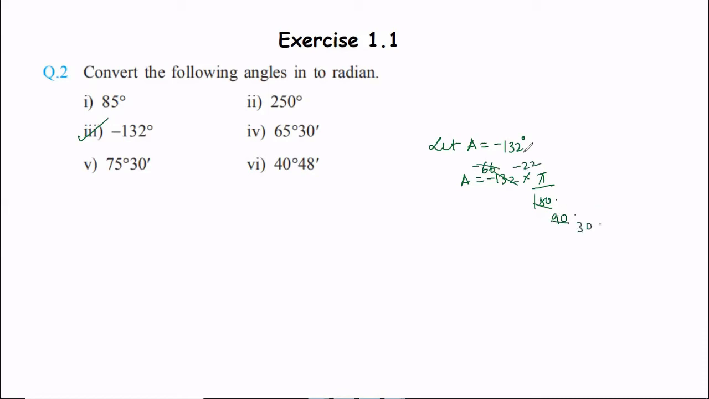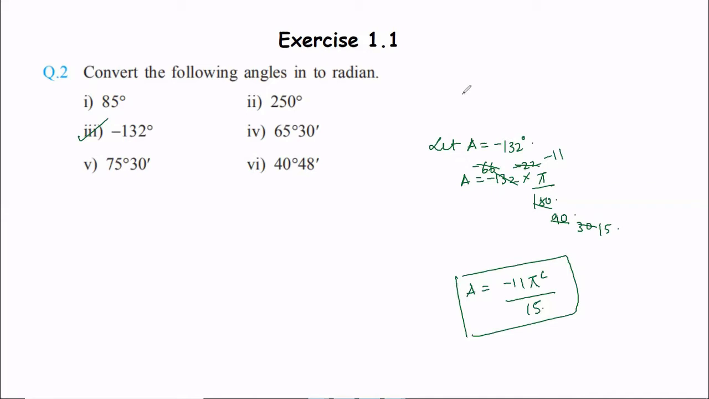We can still cancel by 2. So minus 11 over here, 15 remaining. I think that's the final cancellation. So A will be minus 11 pi radian upon 15. So that's the answer for the third question. Okay, note it down. Now we will go to the fourth question.